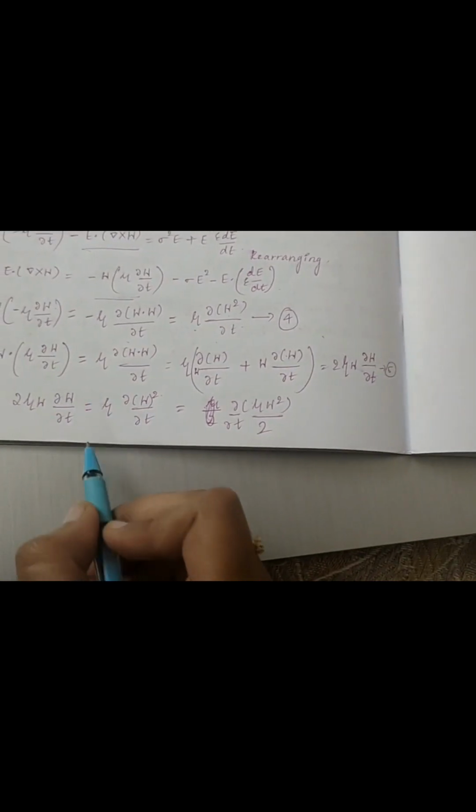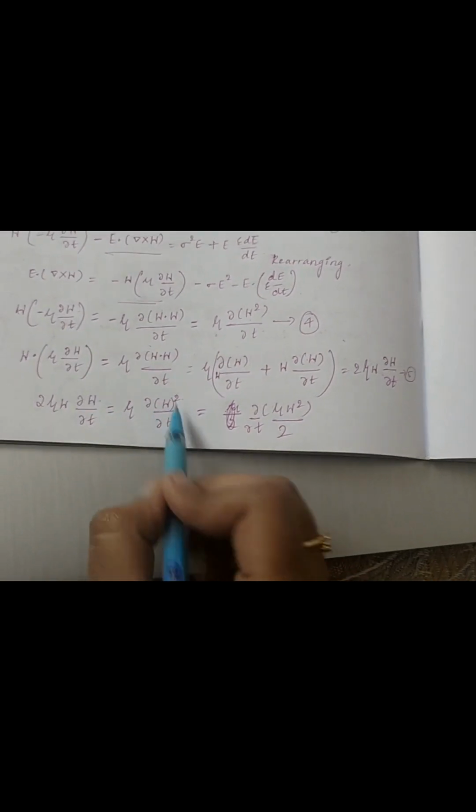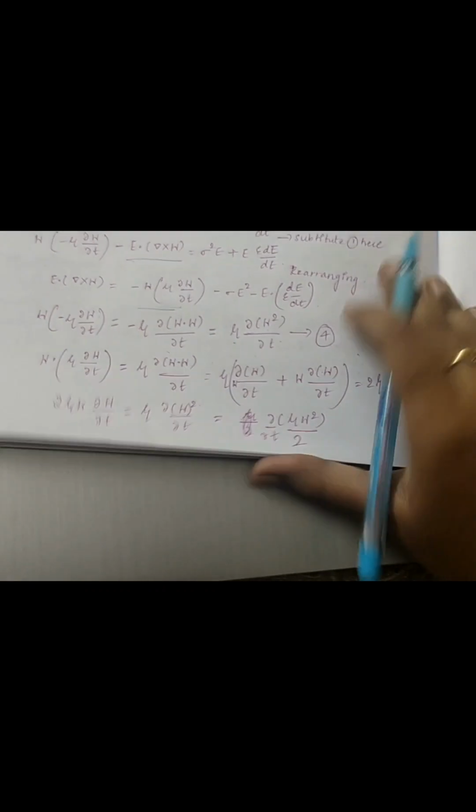2 mu H dou H by dou t is equal to, this will become H square, right? This H you send it inside, it will become H square by dt. This 2 is there, no? You send it down. So dou by dou t of mu H square by 2. After that, in this equation we have found the value for this. This will be like that only, there's no change. This we have to make some modifications that I'll show you in the next video. For that also, you have to modify it in the same way.